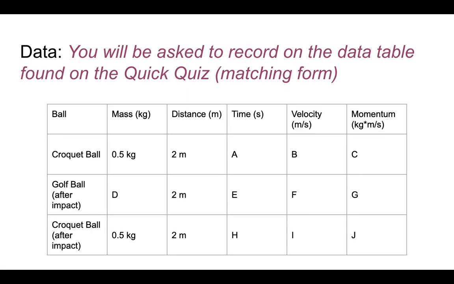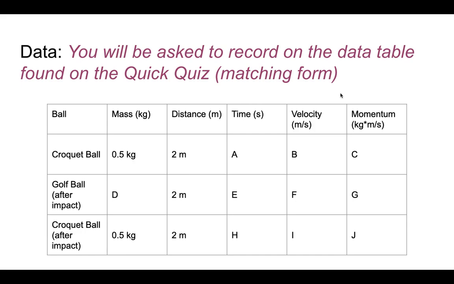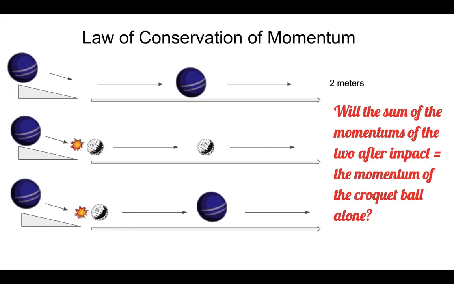You're going to see on Schoology, on your quick quiz, a table that looks something like this. Where you see letters A, B, C, D, E, F, G, and so forth, all the way through J, those are blanks that will be filled in from the lab that we're going to demonstrate for you. It is going to be a matching section, so you just have to find the numbers and put them into the correct places. They come from the video of the lab. I'm going to do the lab for you, and you just have to put the numbers in the right spot and do the calculations.